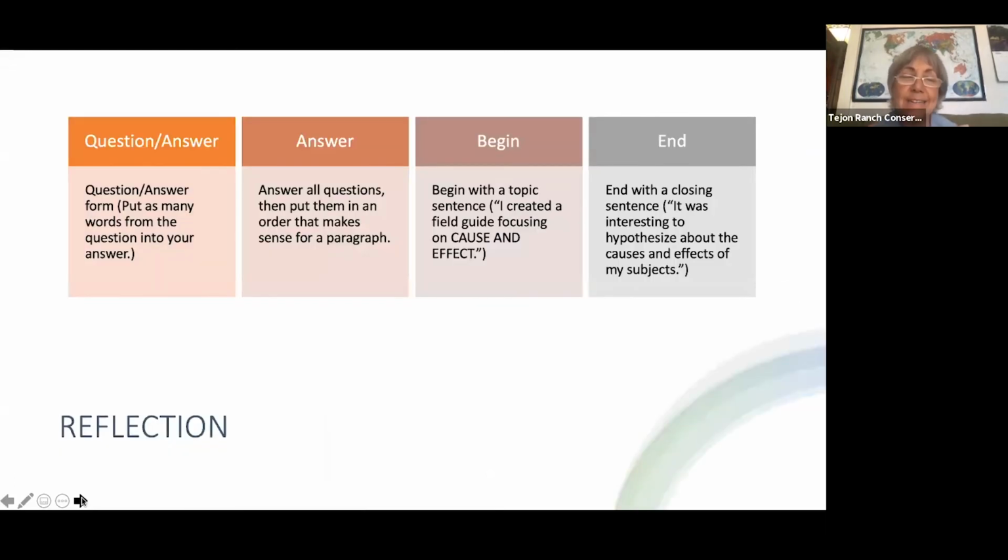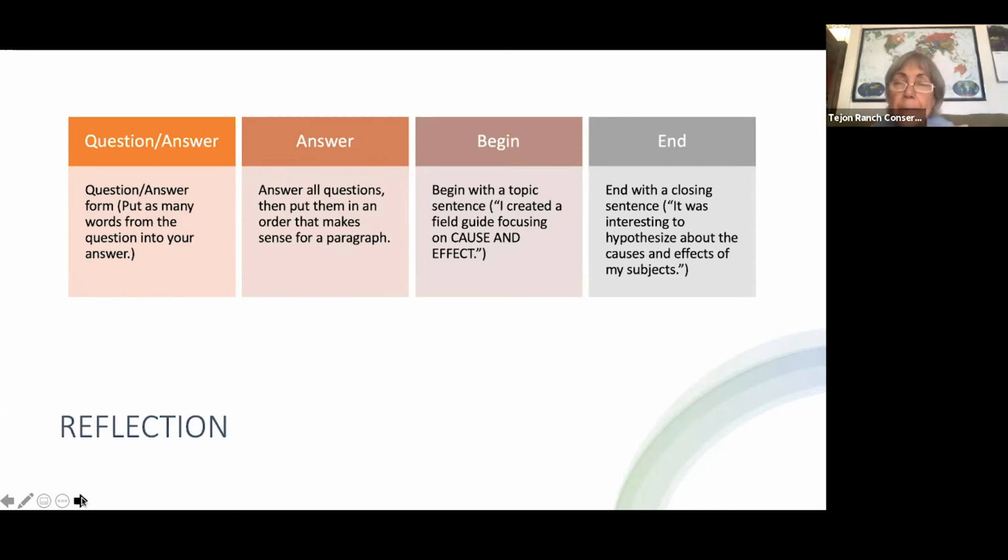Hi, we're back. Now it's time to do the reflection. Quick reminder of what you're going to do. You're going to answer everything in question-answer form. Question-answer form means you put as many of the words from the question into your answer. This doesn't make it harder. This makes it easier. Answer all your questions and then number the questions in the order in which it makes sense to put them if you were to put them all in a paragraph, which you are about to do.